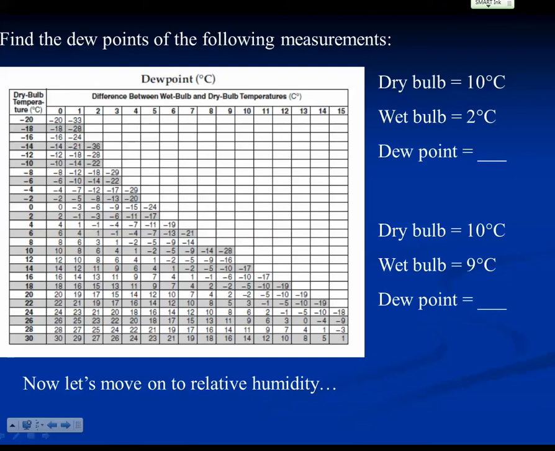And then there's some other tricky questions that can be asked where you work backwards. Instead of being given dry bulb and wet bulb temperatures, you might be given a dew point or relative humidity, and you have to find either the wet or dry bulb temperature.